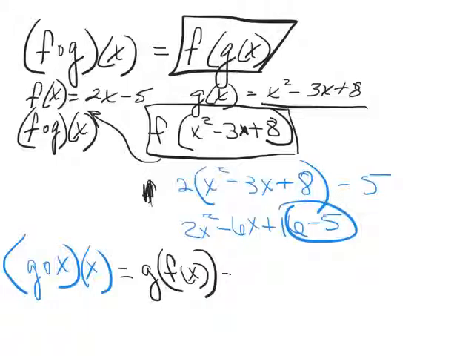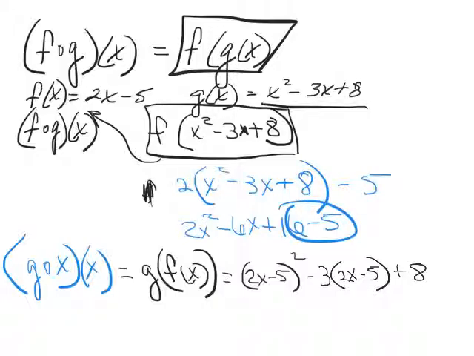So we're going to get 2x minus 5 squared, because that's what we do with it here. Whenever we see an x, we're going to put that in its place, minus 3 times 2x minus 5, and then we're going to add 8. We're going to do all the math there, and we end up with 4x squared minus 26x plus 48.